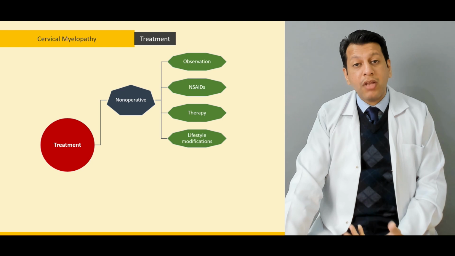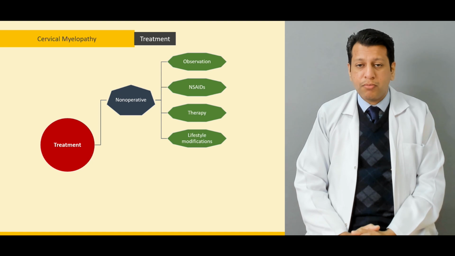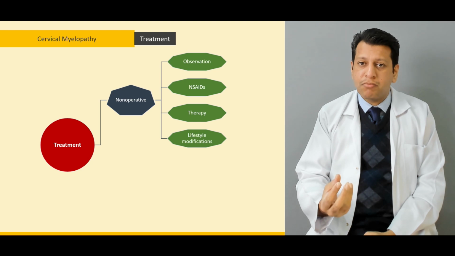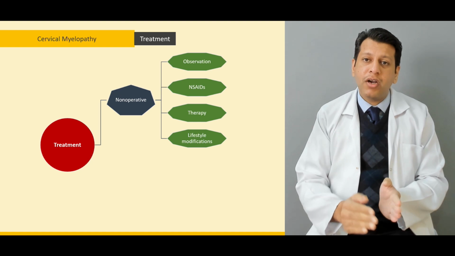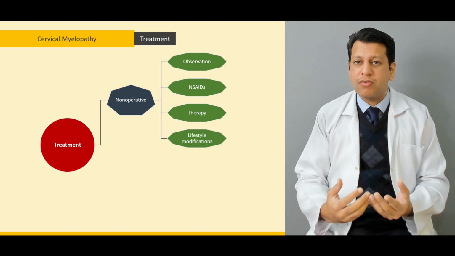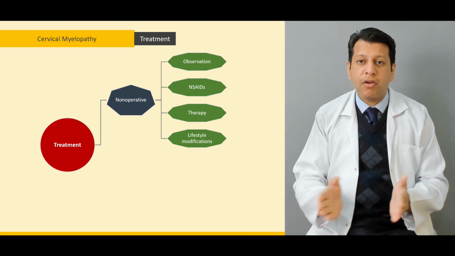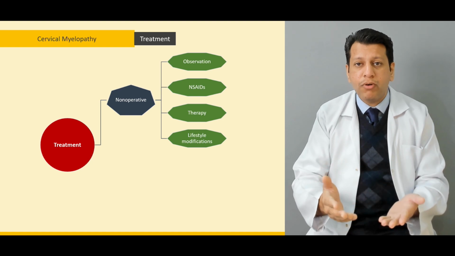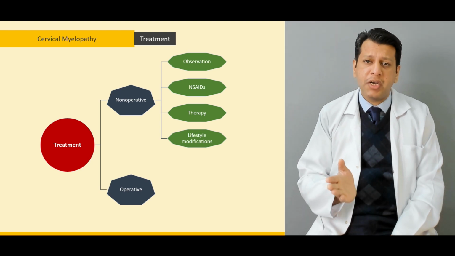And other lifestyle modifications. For example, if the patient has a problem with manual dexterity, or there is fumbling of the hand, the patient's lifestyle can be modified in such a way that she is able to cope with her activities of daily living. Or if the patient has problems with balance, the patient can be advised to use a walking frame or a cane, which helps to overcome the problem he or she is facing. Then comes the operative treatment.